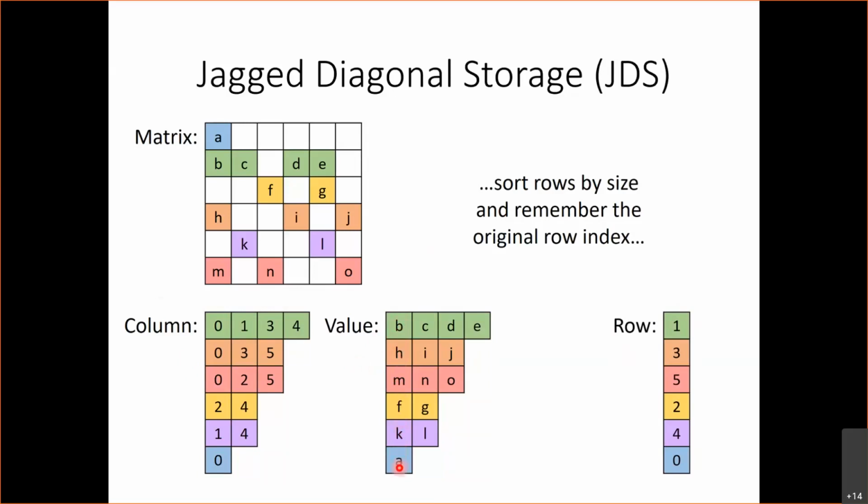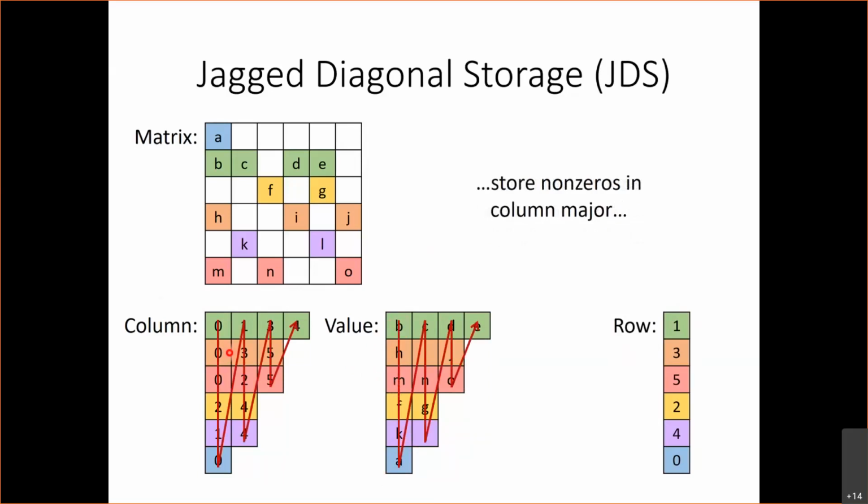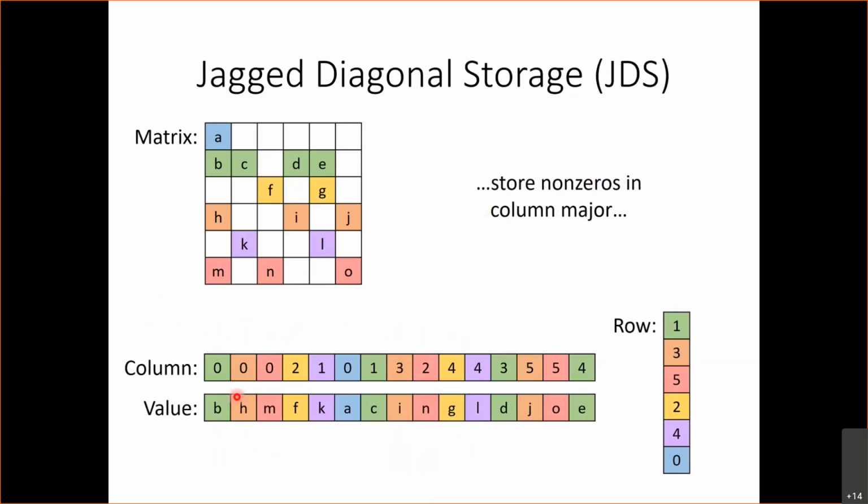Okay, so rather than what we did in CSR, where we stored the non-zeros of a row next to each other, and then the non-zeros of this row, the non-zeros of this row, what we can do is store the non-zeros across the column in this array. Okay, so we're going to store the non-zeros in this order, kind of column-wise, and what that results in is an array that looks like this.